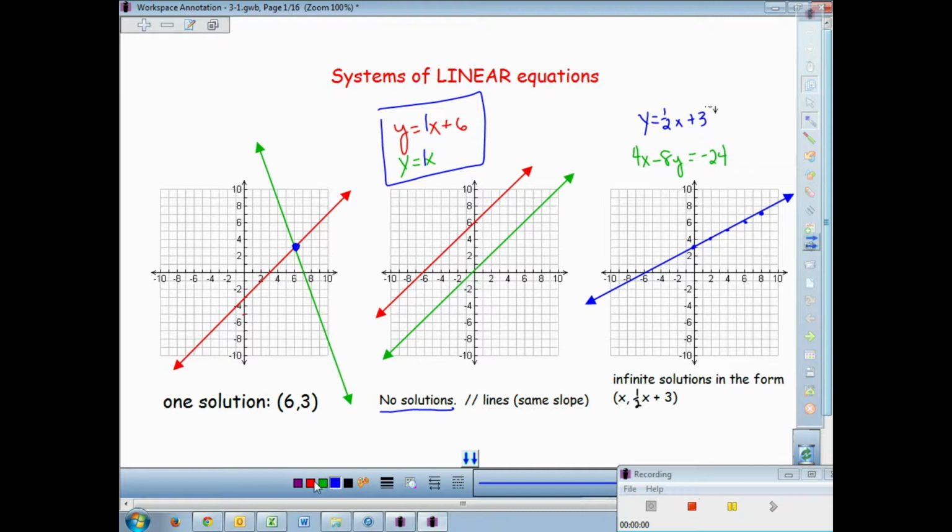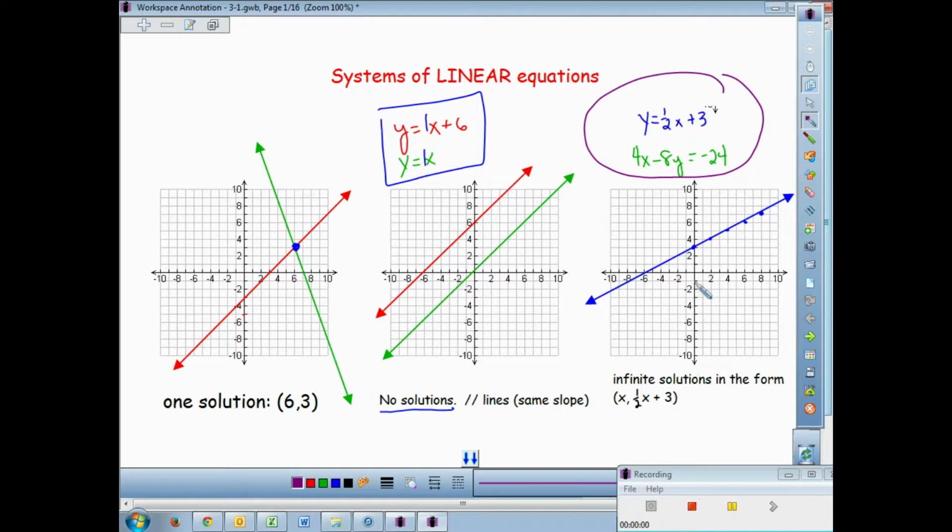Or the other possibility is you can graph two lines that were what we call coincident. It was the exact same thing. Like this equation and that equation, if you put them both in slope-intercept form, you graph the same line twice. So that means they intersect each other everywhere, and that's called infinite solutions.